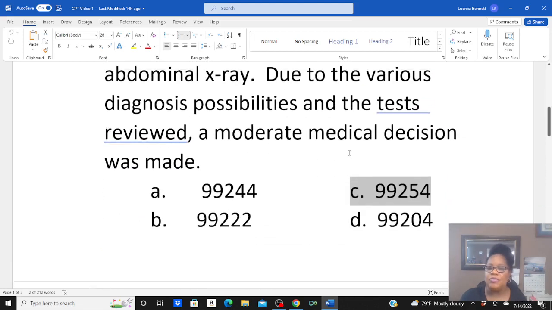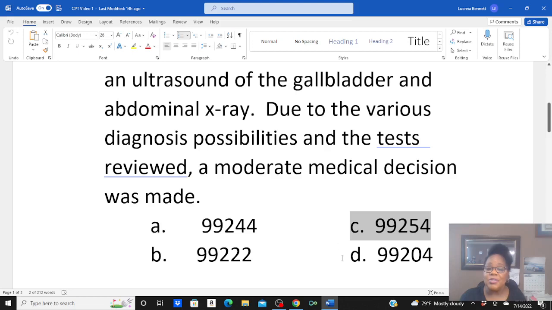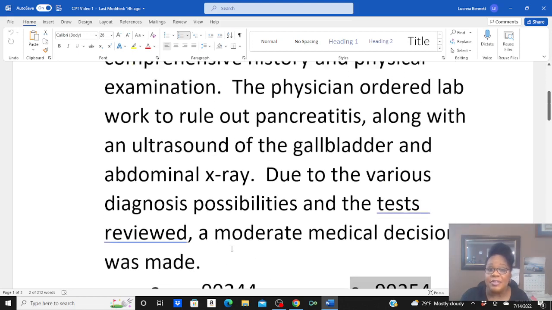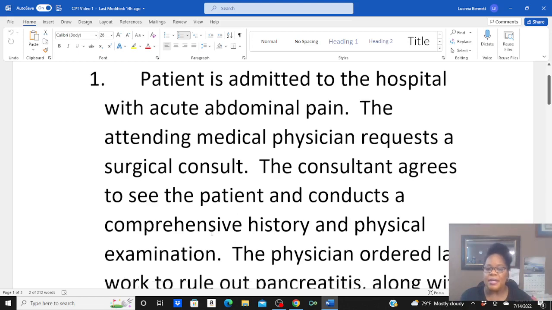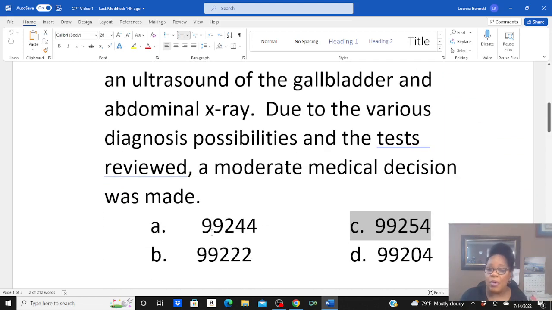So we know the answer to number one right there has to be C, 99254, because all of the others you weaned out. You didn't really have to even know, other than understand what's going on here, to be able to answer number one. So I hope I made that clear.